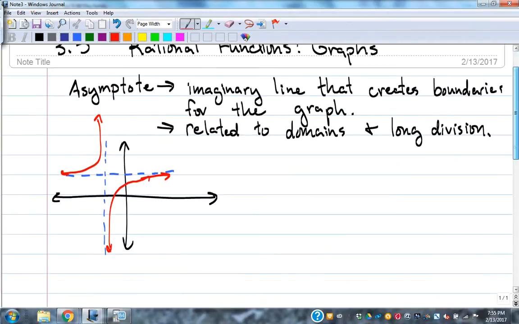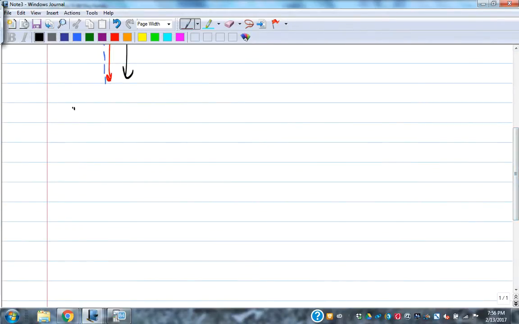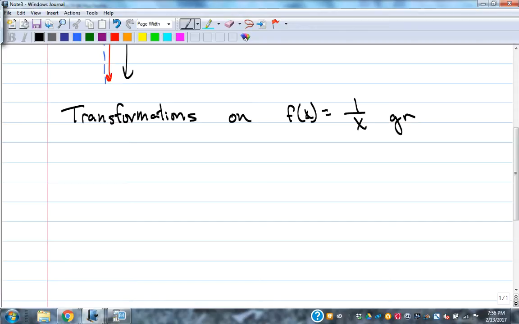So we'll start with some review of some transformations on the f of x equals 1 over x graph. Remember, transformations are shift left so many units, up or down a certain number of units, vertical stretch, vertical compression, horizontal stretch, horizontal compression, some things that we talked about in 100. But kind of review that as we go here.